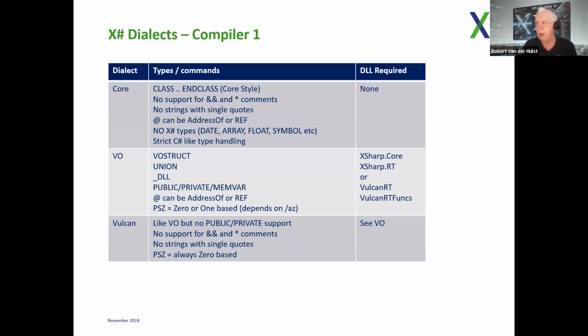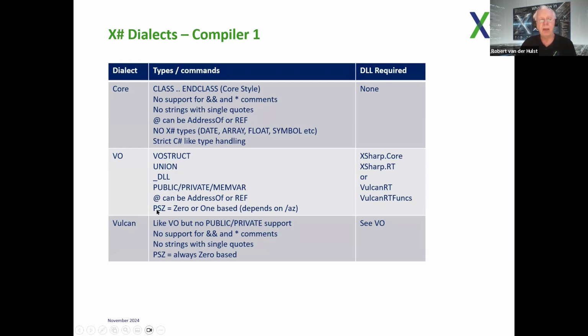So we have to declare everything to be able to compile. You cannot have local without a type. Now, if you go to the VO dialect, we already saw in the parser that several things are enabled in the VO dialect, like VO struct, union, DLL. VO also allows private, public, and memvar, given that you have enabled the memvar compilation option. And it can also allow PSCs, @ signers, address of or ref.